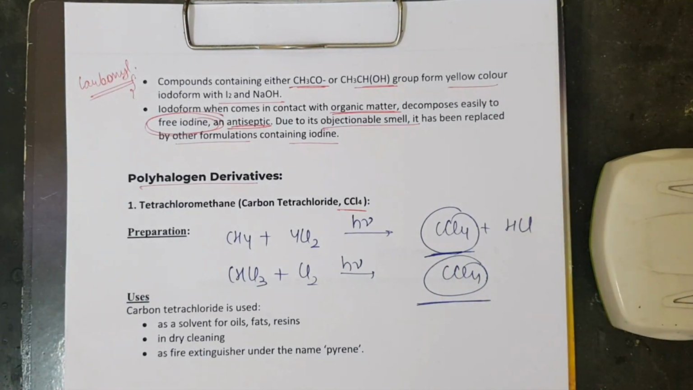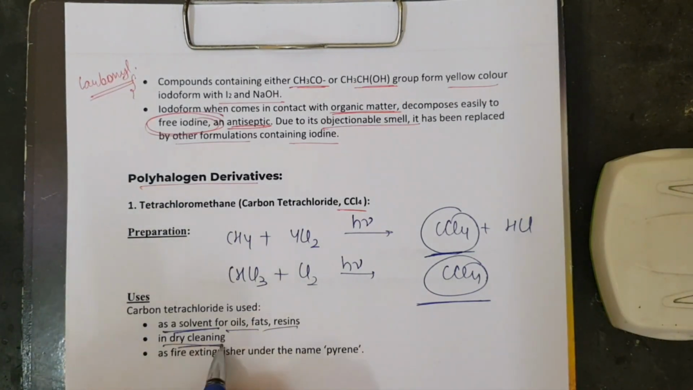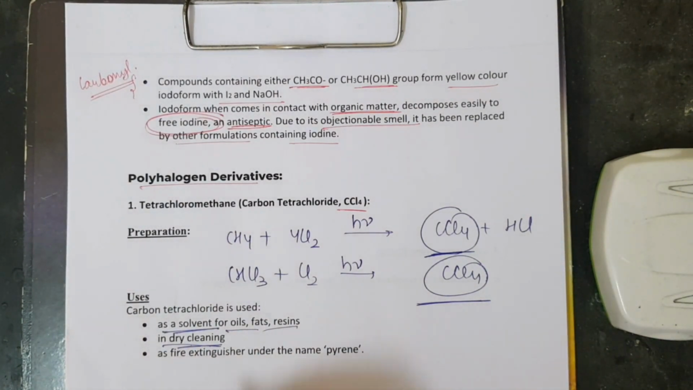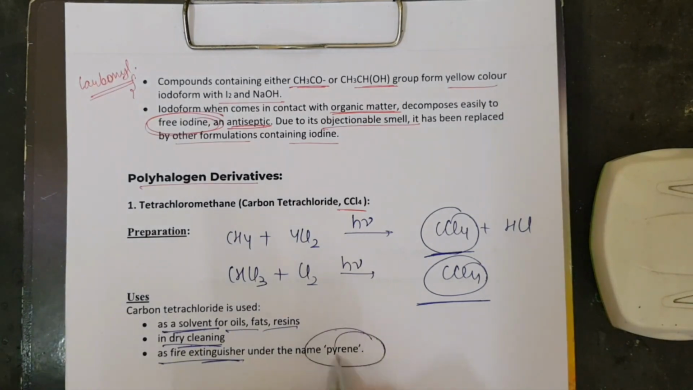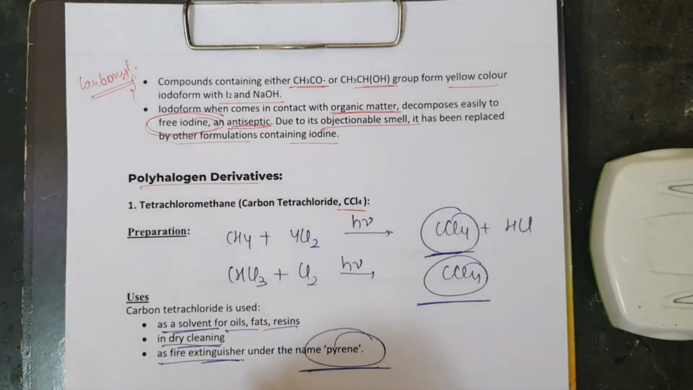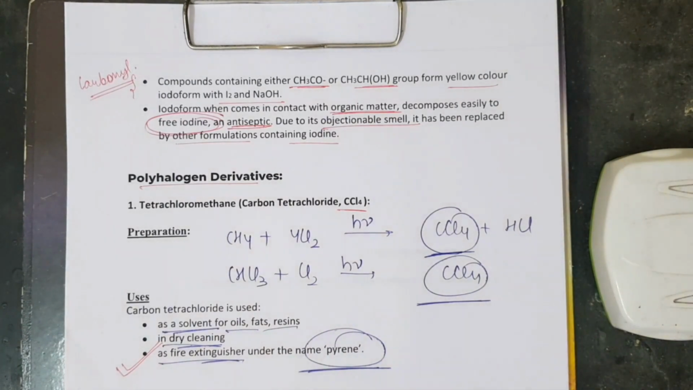Now the uses of carbon tetrachloride are that it can be used as a solvent for oils, fats and resins. It can also be used in dry cleaning. It can also be used as a fire extinguisher under the name pyrene. Very important point, so please remember these. That is why this video has been made, so that the important points are discussed and you don't have to study the NCERT.